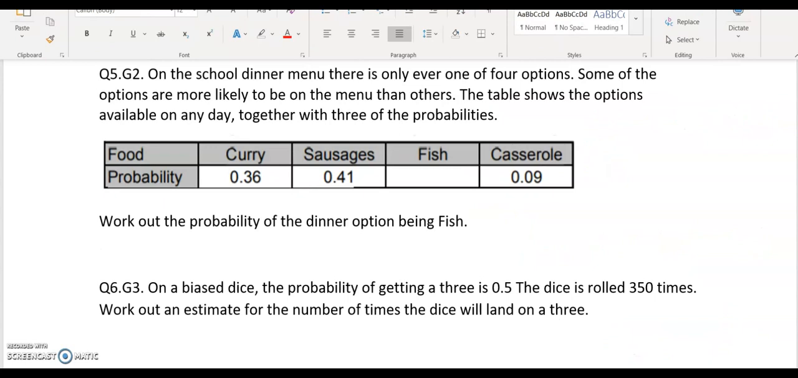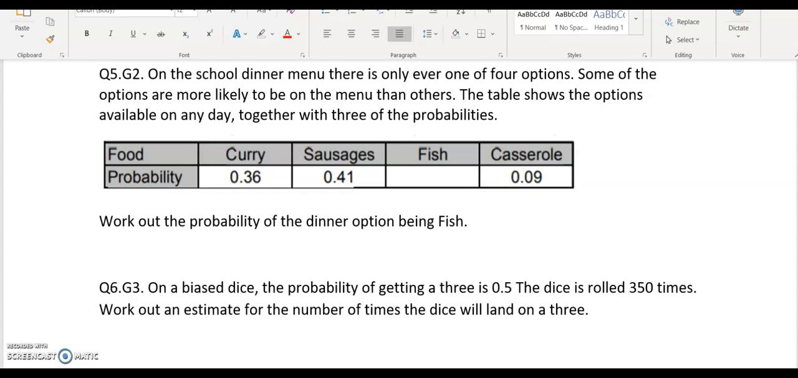On the school dinner menu, there is only ever one of 4 options. Some of the options are more likely to be on the menu than others. The table shows the options available on any day, together with 3 of the probabilities. Work out the probability of the dinner options being fish. So we have curry 0.36, sausages 0.41, fish, which is blank and we need to fill in, and casserole, which is 0.09. So we know that all of these 4 options should add up to 1.